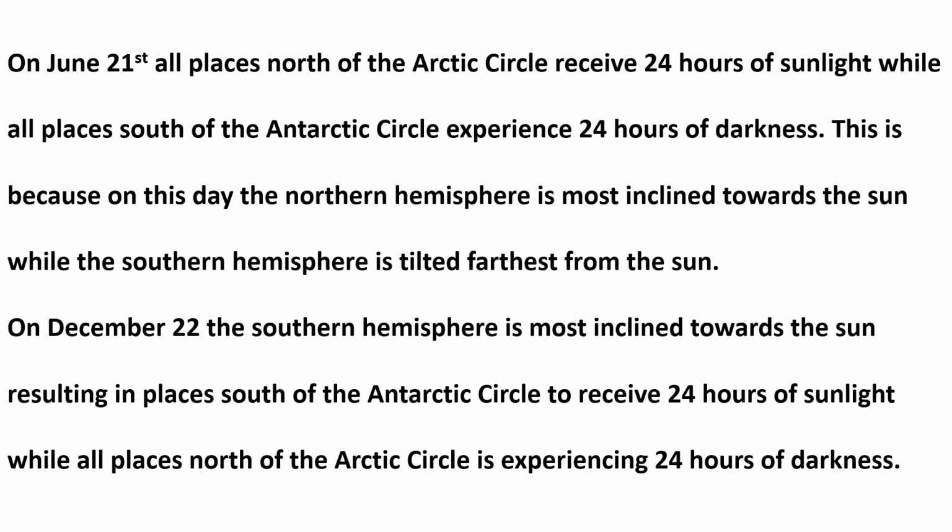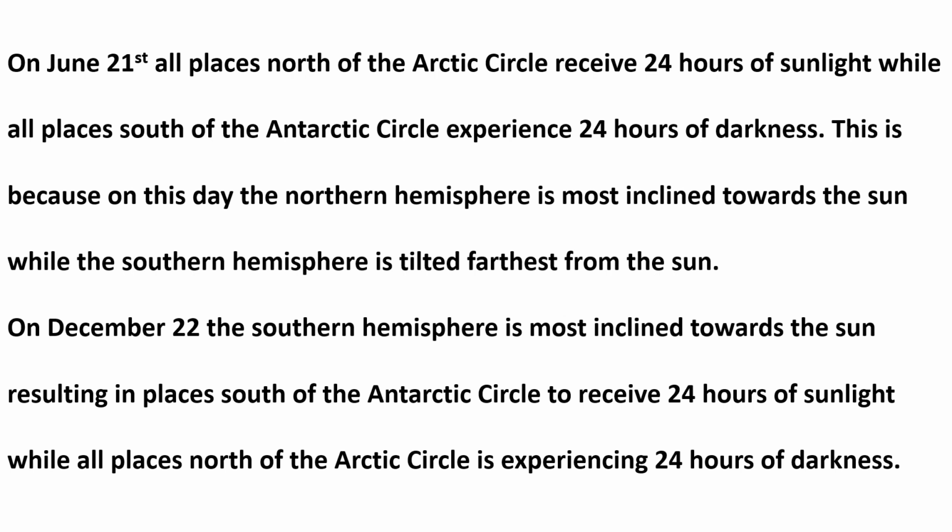Now, as a result of the Earth's unusual tilt, in the southern hemisphere, the Earth is tilted even further away from the sun than usual. And that means that all places south of the Antarctic Circle will receive 24 hours of darkness. As a matter of fact, in the southern hemisphere, June 21st is regarded as the shortest day of the year. However, in the northern hemisphere, June 21st is the longest day of the year.